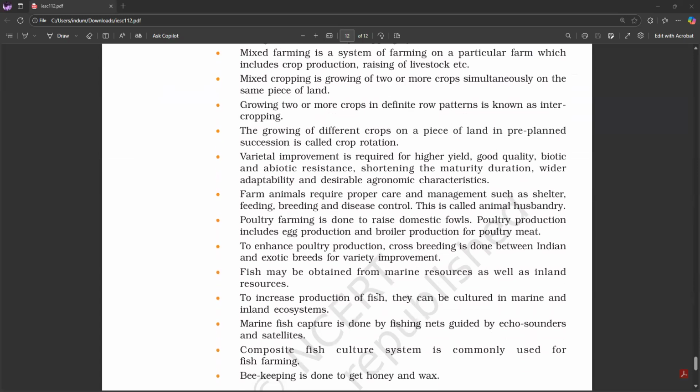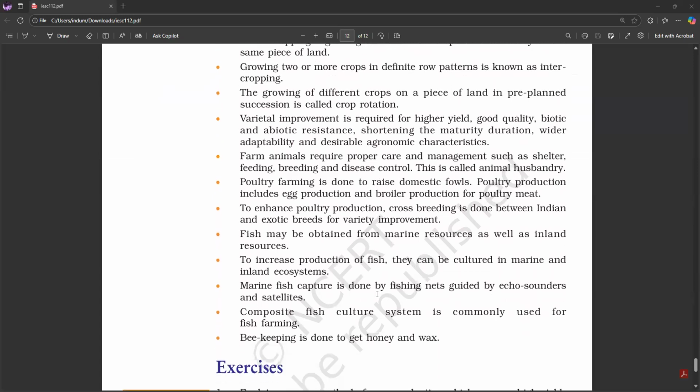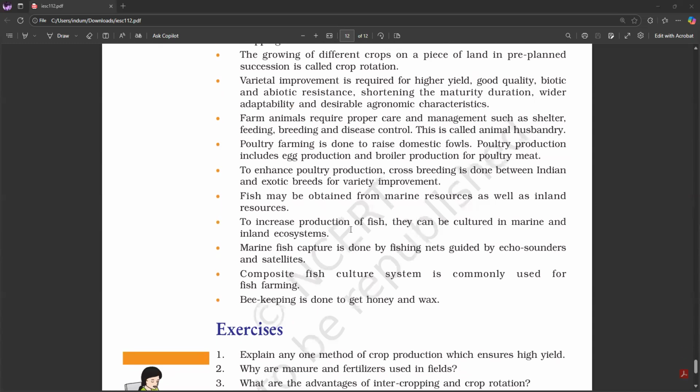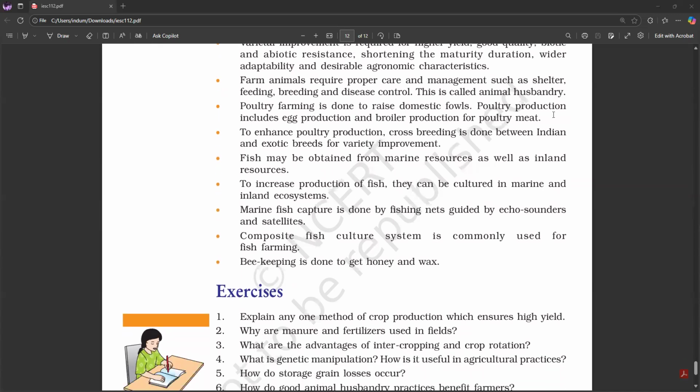Growing two or more crops in definite row patterns is known as intercropping. The growing of different crops on a piece of land in pre-planned succession is called crop rotation. Varietal improvement is required for higher yield, good quality, biotic and abiotic resistance, shortening the maturity duration, wider adaptability, and desirable agronomic characteristics. Farm animals require proper care and management, such as shelter, feeding, breeding, and disease control.